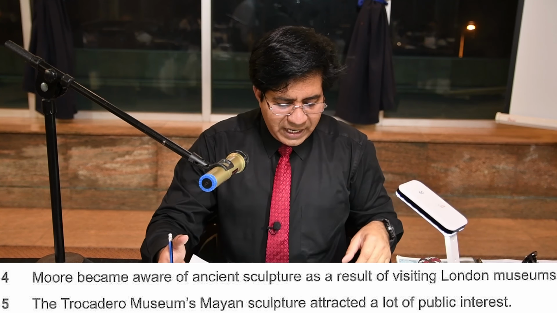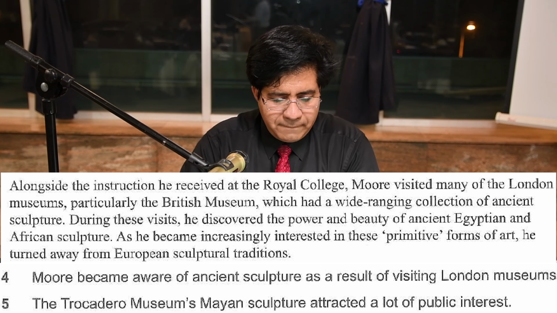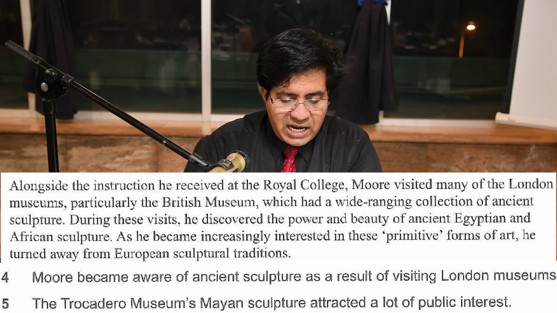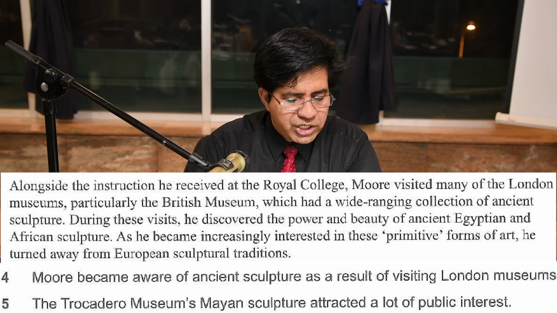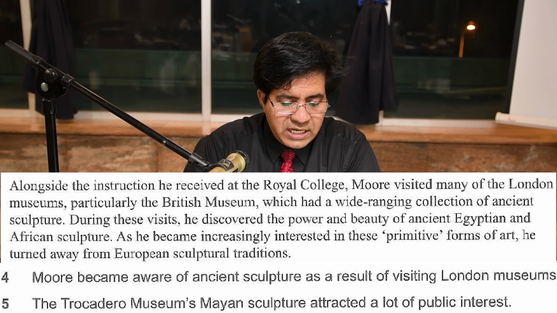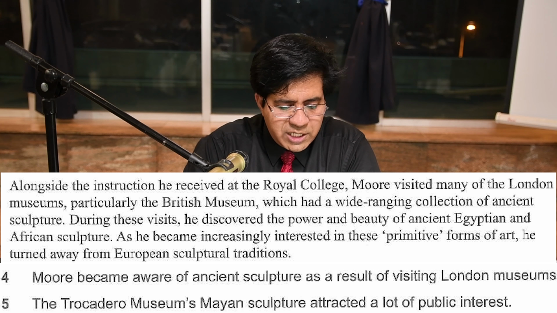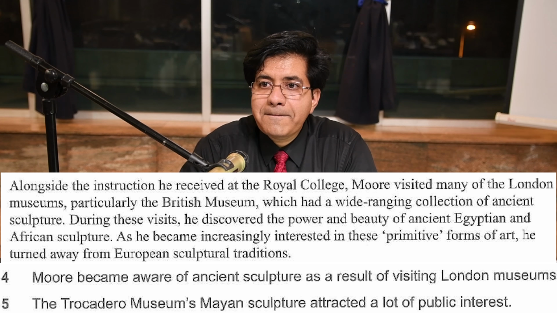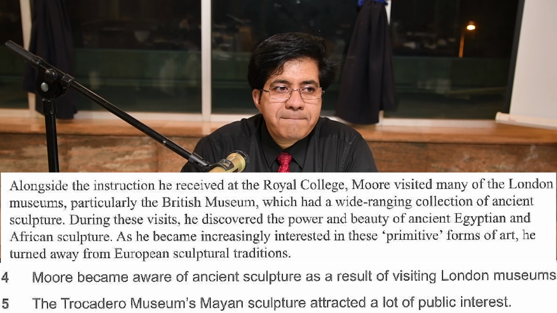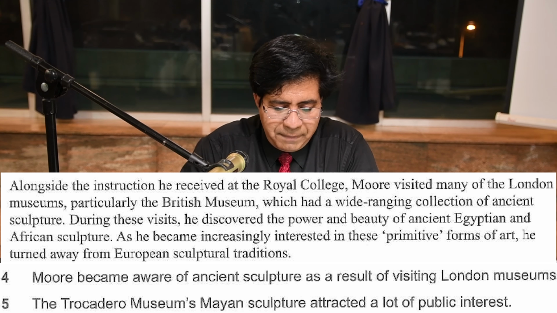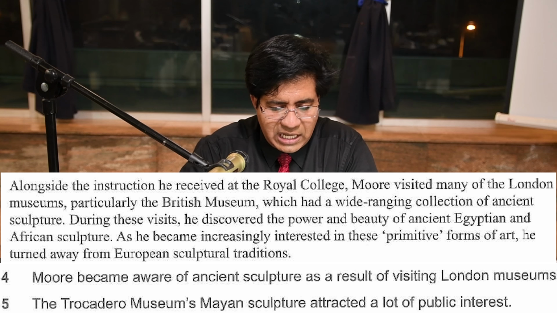Now go back and find London museum. It's in the third paragraph. Second line. Moore visited many of the London museums, particularly the British Museum, which had a wide-ranging collection of ancient sculpture. During these visits, read carefully, during these visits, he discovered the power and beauty of ancient Egyptian and African sculptures. So what's the answer? Go back, read the question again. Match the question with this sentence.